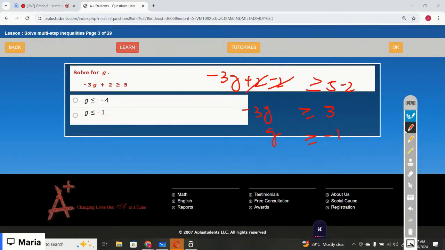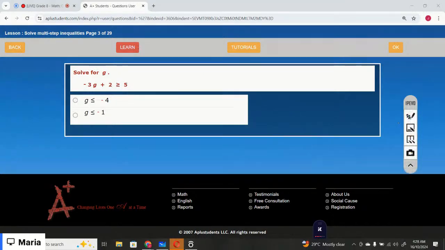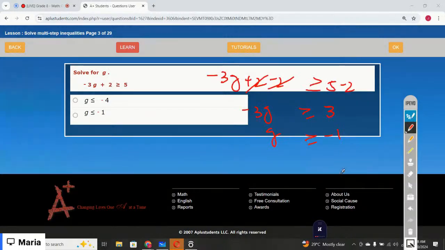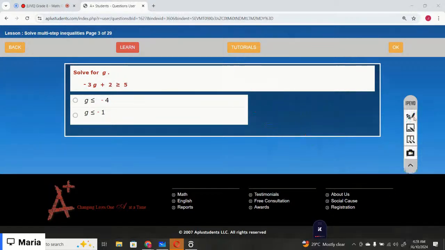Oh, that is g is less than or equal to negative 1 because negative 3g is greater than 3, right? So that would be negative 3g is less than or equal to negative 1. Option number 2 is the correct option. That would be less than because negative 3g equals 1, right? So you have to divide by negative 1 on the other side, so that is g is less than or equal to negative 1.